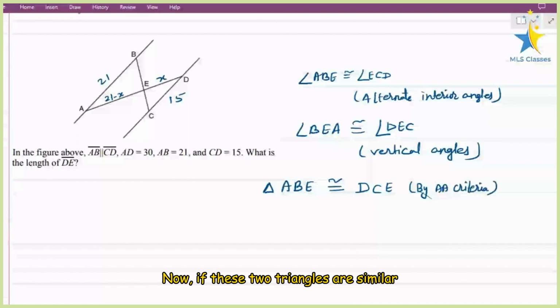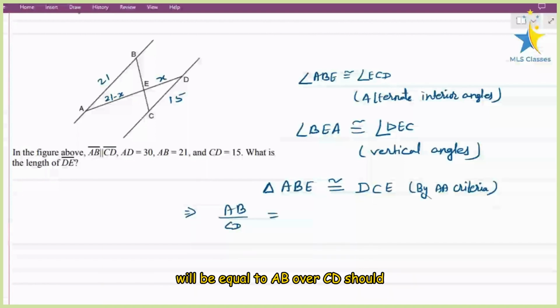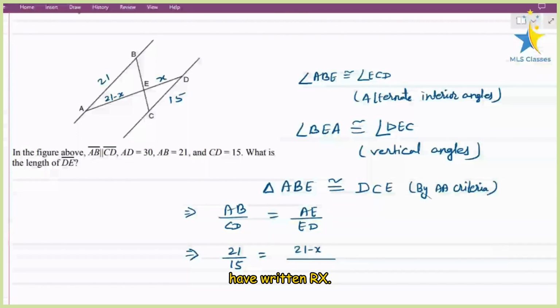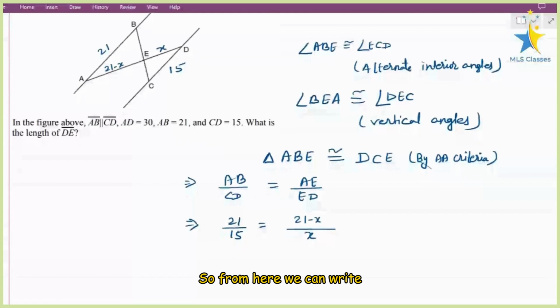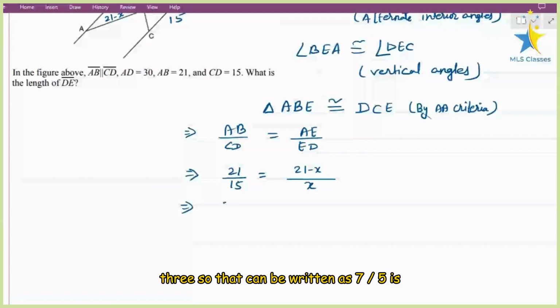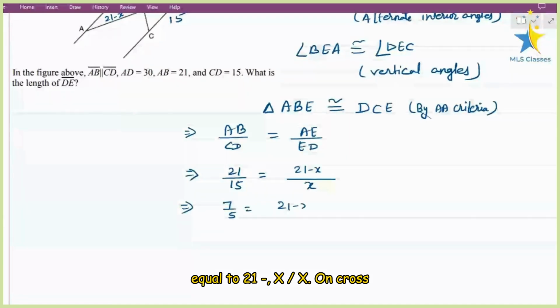Now if these two triangles are similar, then their sides should be proportional. So from here we can say that AB over CD should be equal to AE over ED. So what we are getting from here, we are having AB, that is given to us 21, over CD, that is 15, equal to AE. AE we have written 21 minus x, and ED we have written x. So from here we can write 21 over 15 will be cancelled out by 3. So that can be written as 7 over 5 is equal to 21 minus x over x.